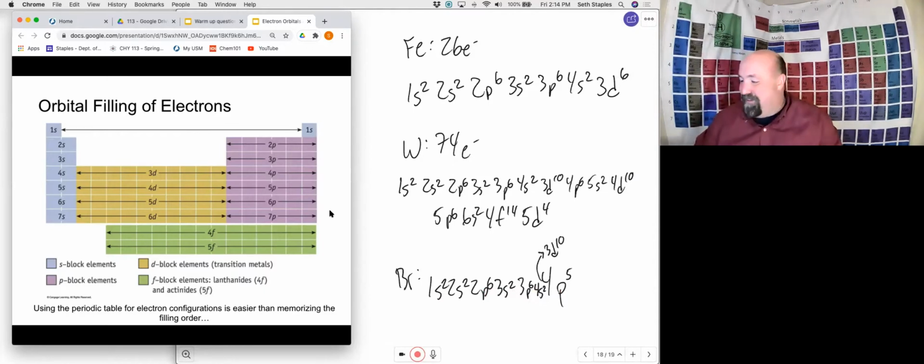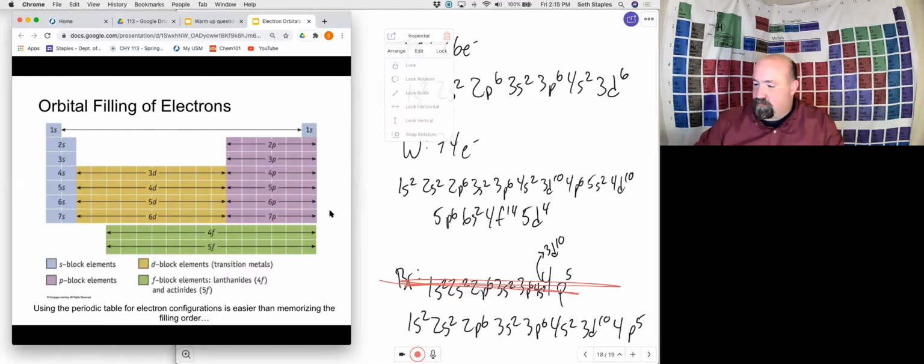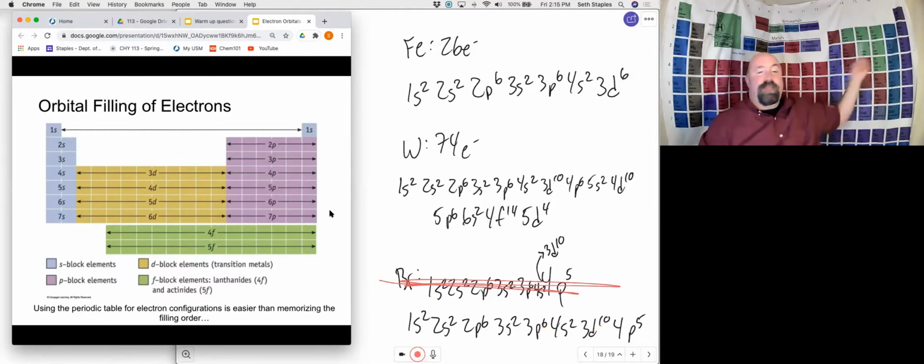3d10 goes in there. Let's make that a little bit bigger and easier to see. So again, let's backtrack there. I know bromine has to end with 4p5, so I'm going to fill up to that point. Let's just cross this mess out. 1s2, 2s2, 2p6, 3s2, 3p6, 4s2, then 3d10, and then finally 4p5. 2, 4, 10, 12, 18, 20, 30, 35, and that's bromine.